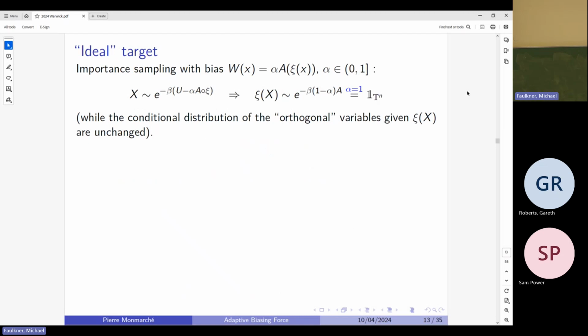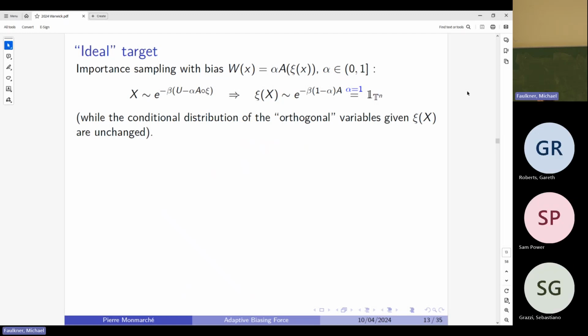So now let's think again of our importance sampling scheme. We want to target a biased target, and so here is what we would want. If we put a biased potential, which is some portion of the free energy, then we sample this distribution, and you see the density here, let's say in the case where x is (y, z), where y is the reaction coordinate.